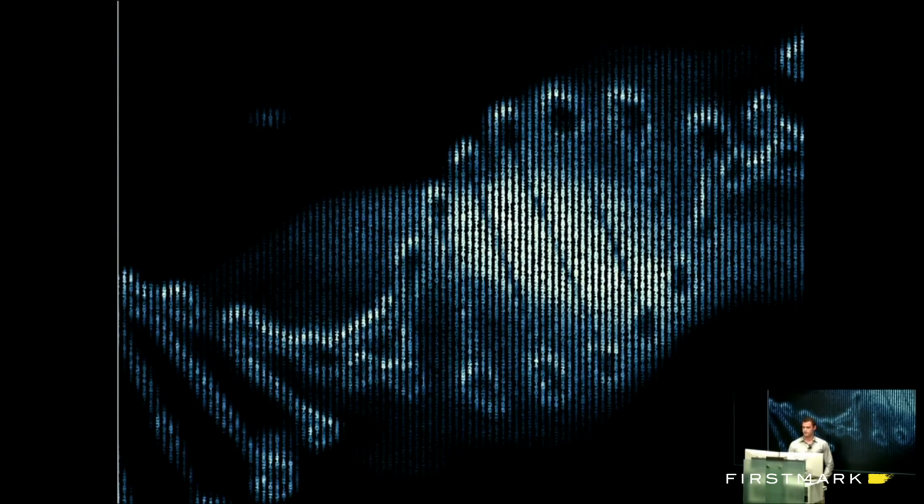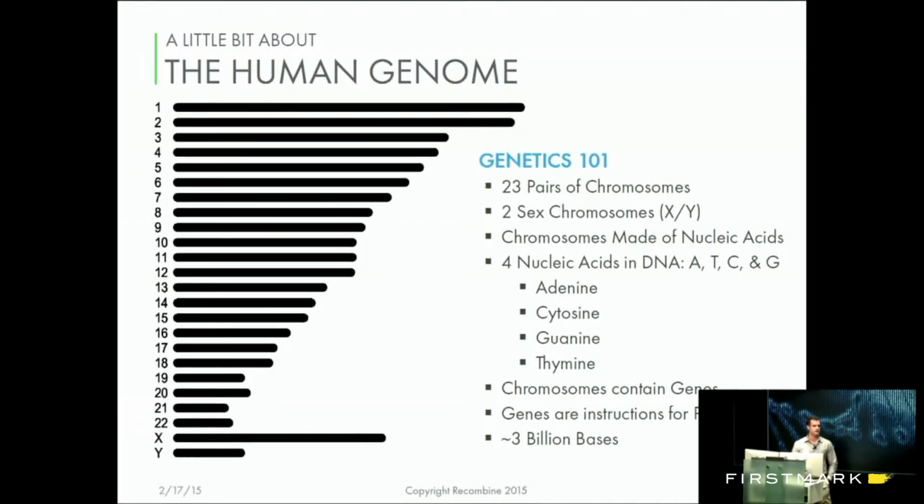And this is a cool DNA picture that is digital. And just to cover genetics 101 in one slide, in the human genome, we have 23 pairs of chromosomes. One of those pairs is the sex chromosome. So you either have two X's, which makes you female, or an XY combination, which makes you male. The chromosomes are made of nucleic acids. For DNA, there are 4 nucleic acids: adenine, cytosine, guanine, and thymine, A, T, C, and G.